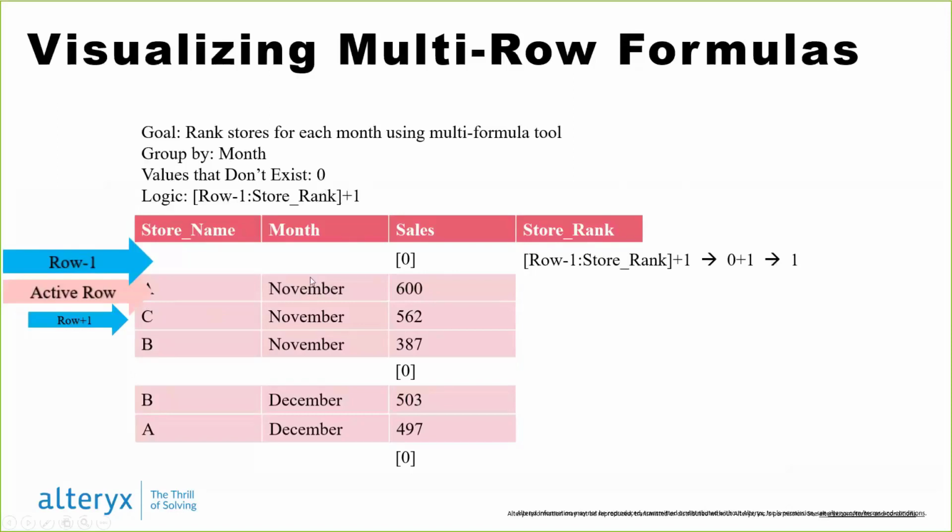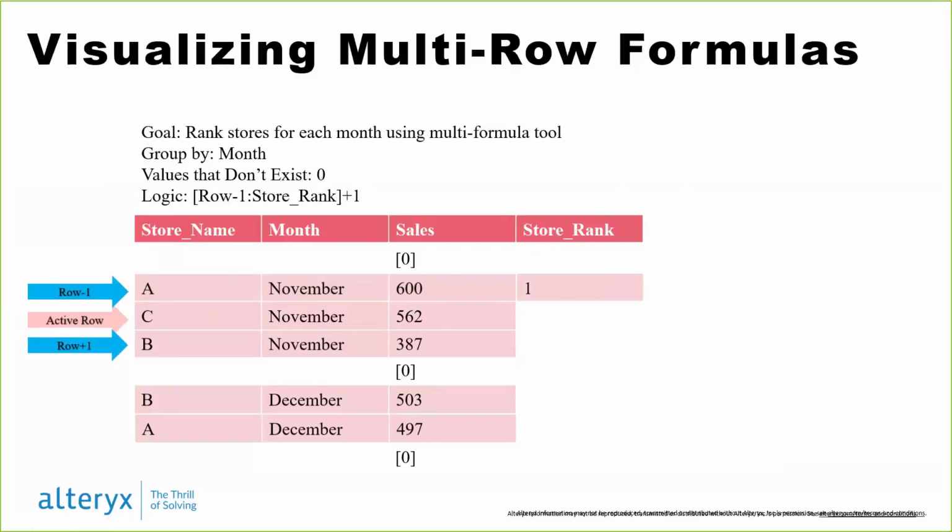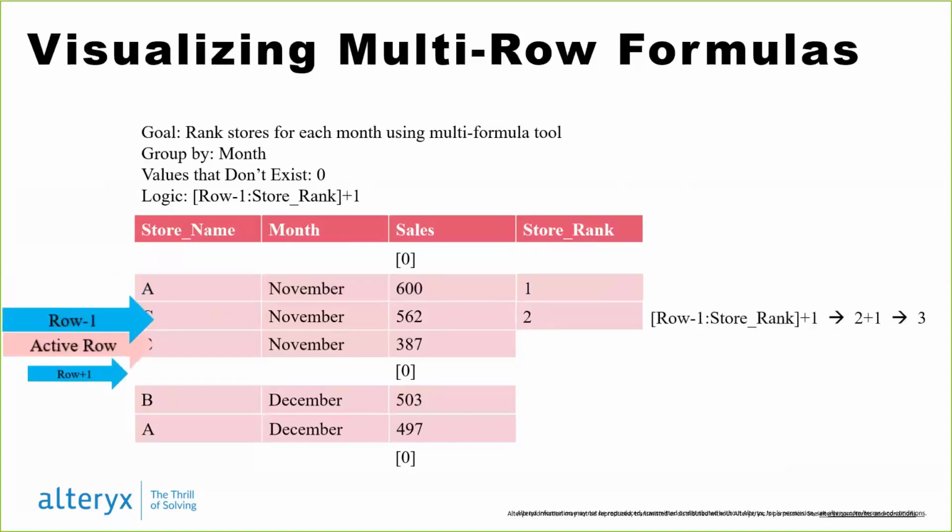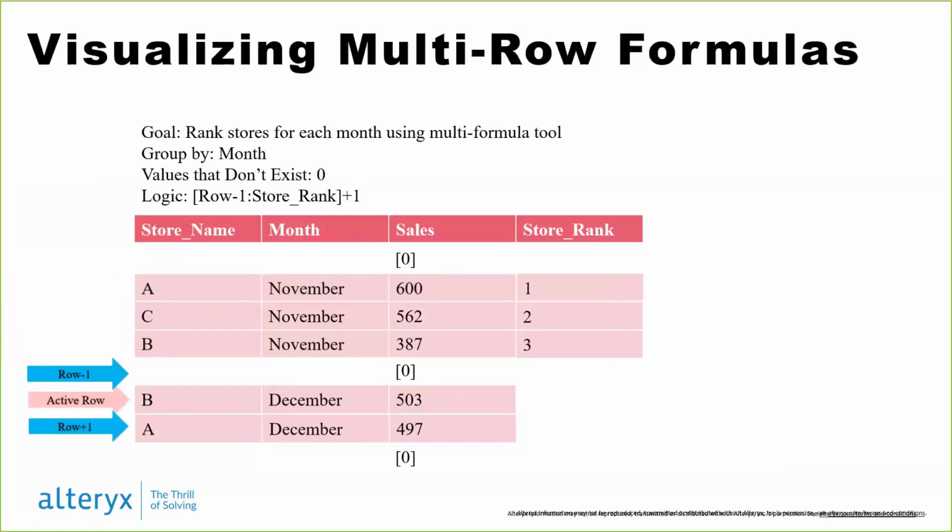Again, it's still analyzing this row, but just looking around at other rows. So it finally says that value should be 1, and it moves on. Next, it moves on to row 2, which is store name C, and does the same logic. What was the store rank for the row above it? Well, it was 1, and 1 plus 1 is equal to 2. So the store rank is 2. If I repeat that again, it continues to look up, and you can see it's essentially dragging this value down and just adding 1 every time.